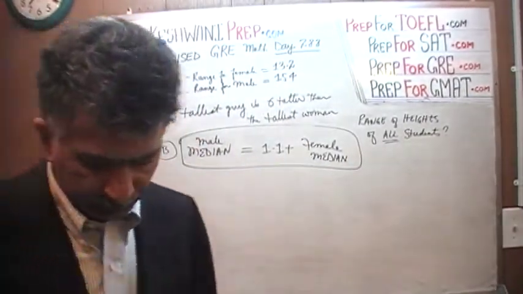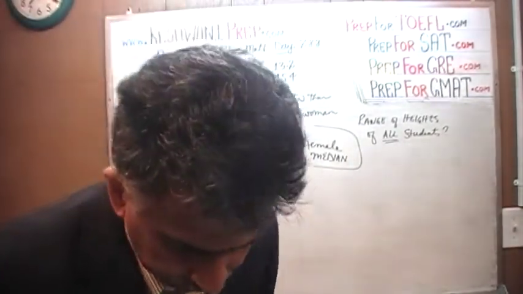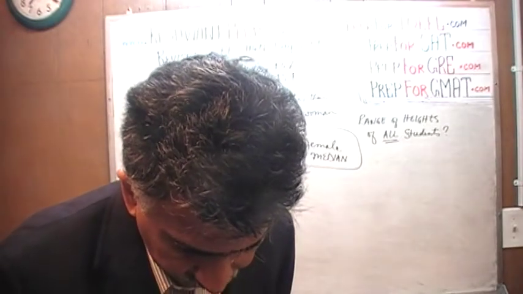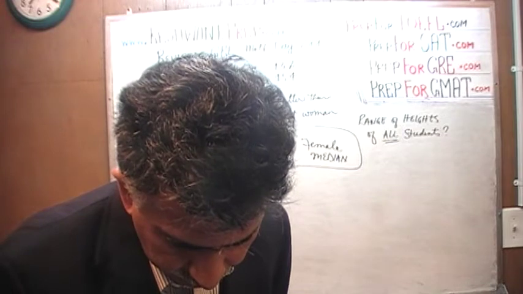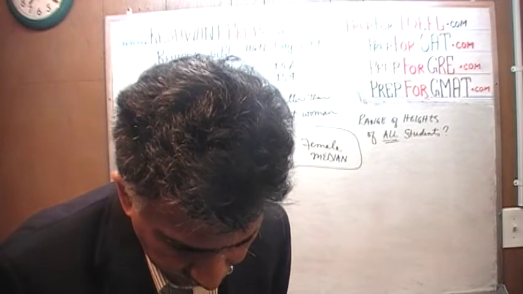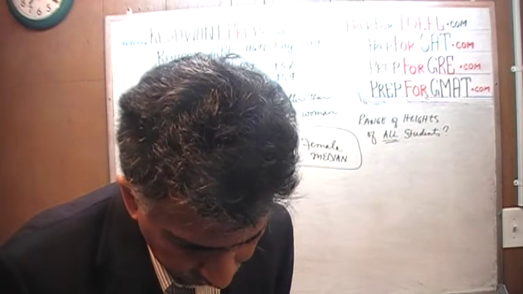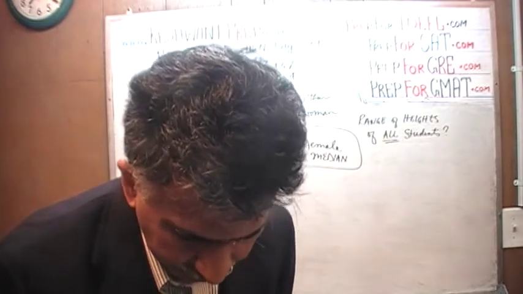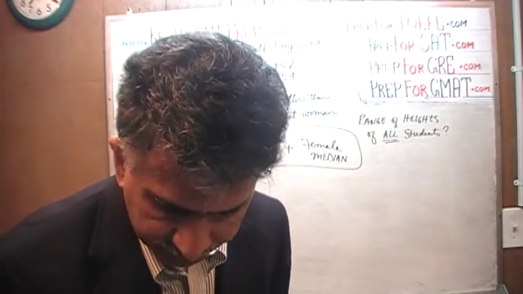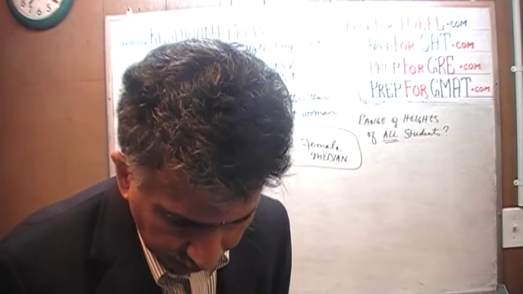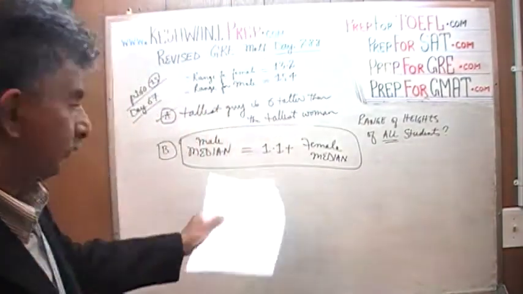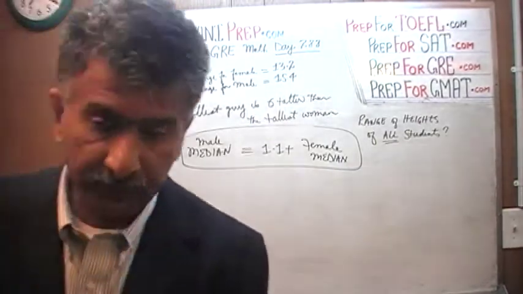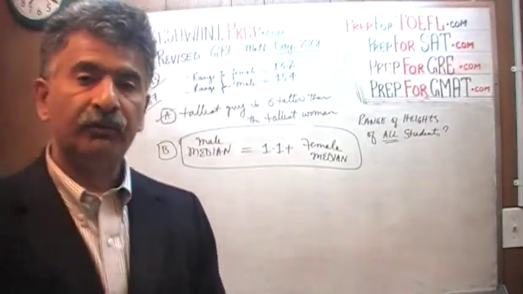The median height, I'm going to read it here verbatim to you. The median height of a male student in the class is 1.1 inches greater than the median height of the female students in the class, which is exactly what we just put down here. The question is, is that information going to give us what we're looking for, which is the range?